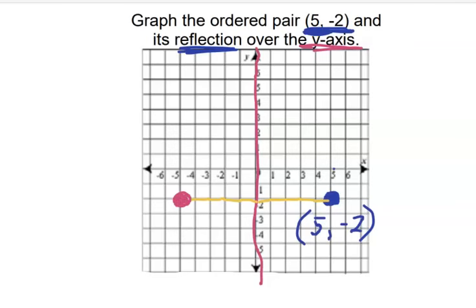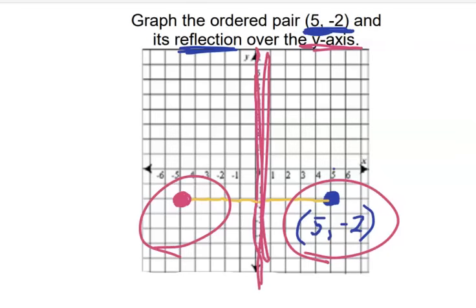Okay, so this is the original one, and this is where we plot the reflection, which is exactly the same distance from the y-axis, because that's kind of what we used as our mirror. Okay, there we go. That's our answer for that one.